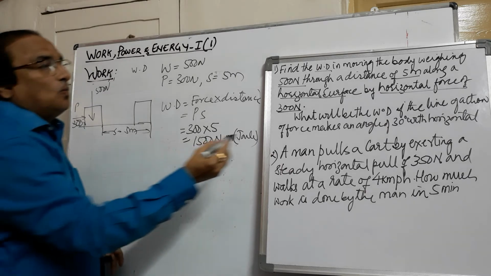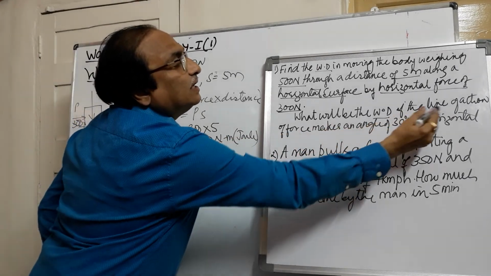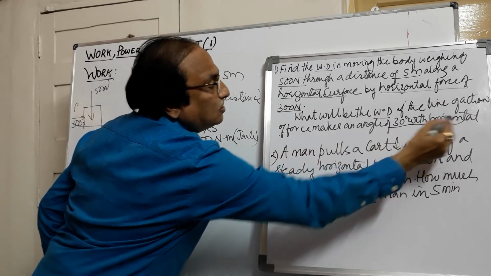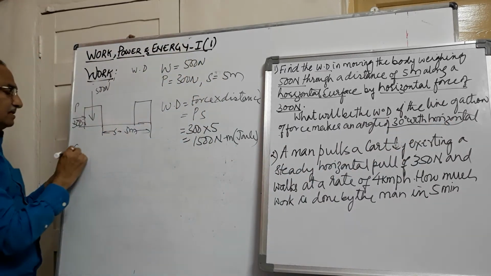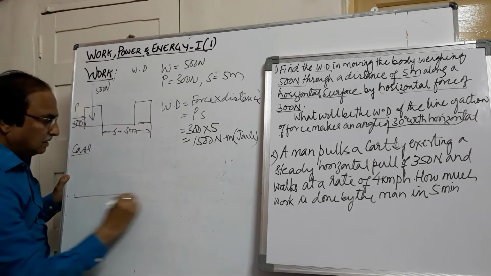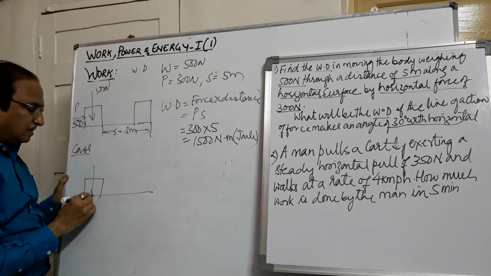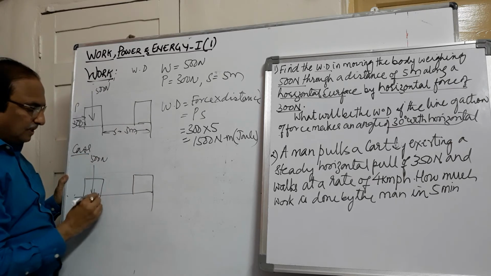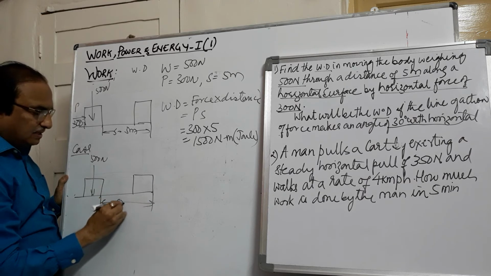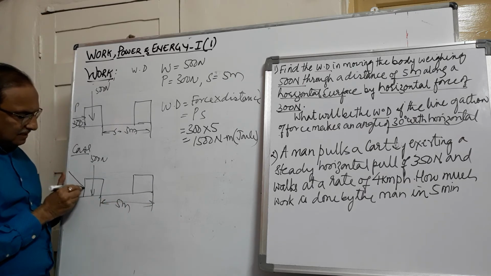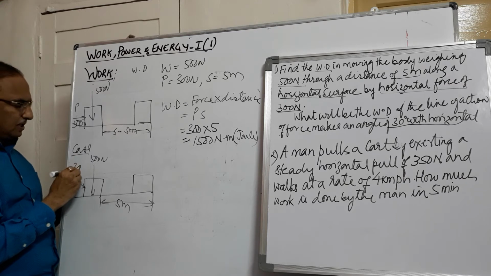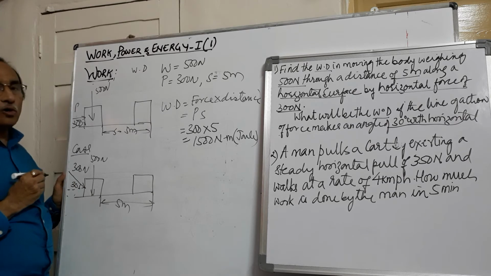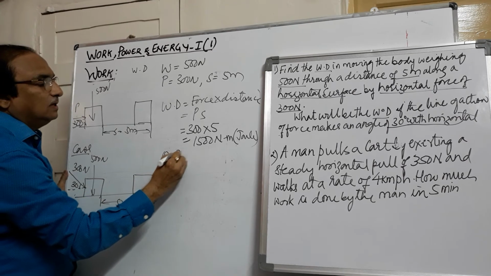Second case is, what will be the work done if the line of action of the force makes an angle of 30 degrees with the horizontal. So the second case is the same body having the same weight 500 Newton, and here it is being displaced by the same distance 5 meters, but the force acting is inclined. This force is 300 Newton and it is making an angle of 30 degrees with the horizontal. So here theta is equal to 30 degrees.